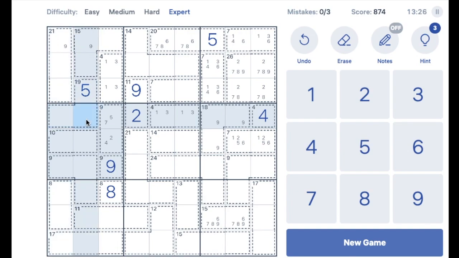9 and 5. Can't have the 9, 5 though. We could have 8 and 6. That's the only other thing we can actually have there. 8 and 6. Perfect. Because 7 we can't repeat within that. So that takes out 8 and 6 from the rest of the box, which is good.